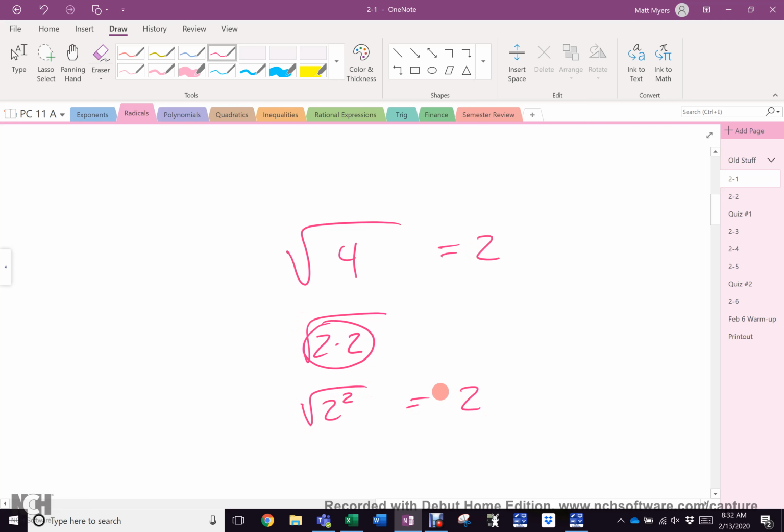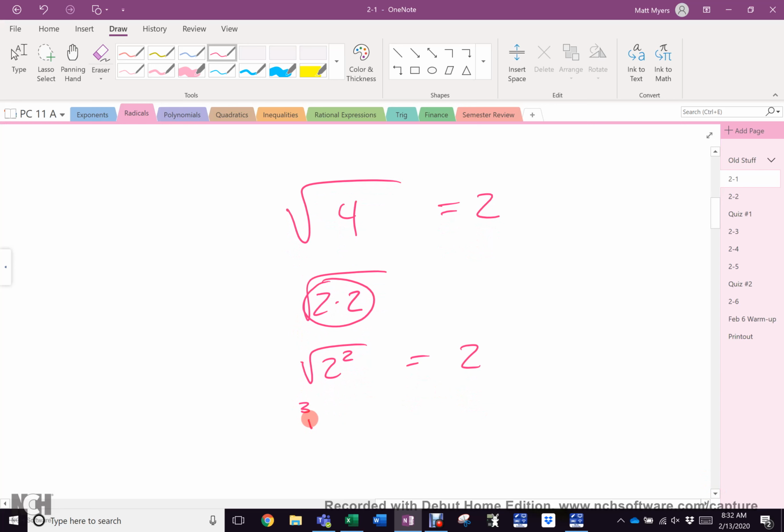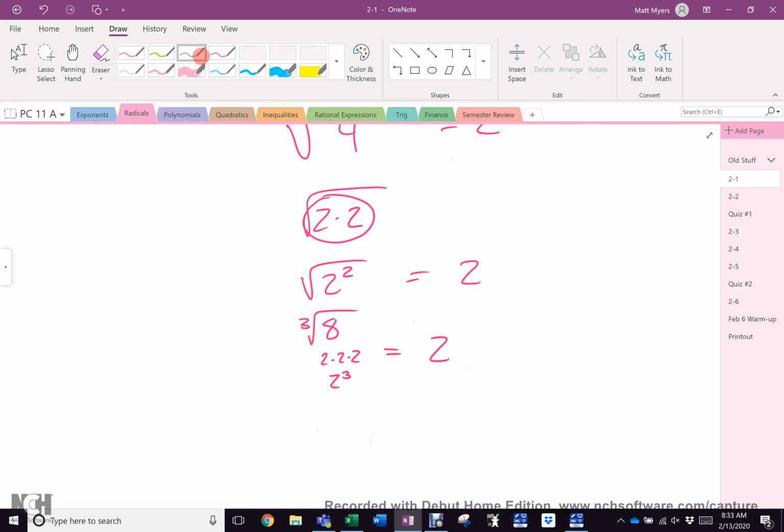Now, if it was the cubed root of 8, now I'm looking for a group of 3, which would be 2 times 2 times 2, or 2 cubed, and the answer to all of that is 2. Because you're taking out a group of 3. Cool? Now wait, because everybody says that's great, and then I do this.